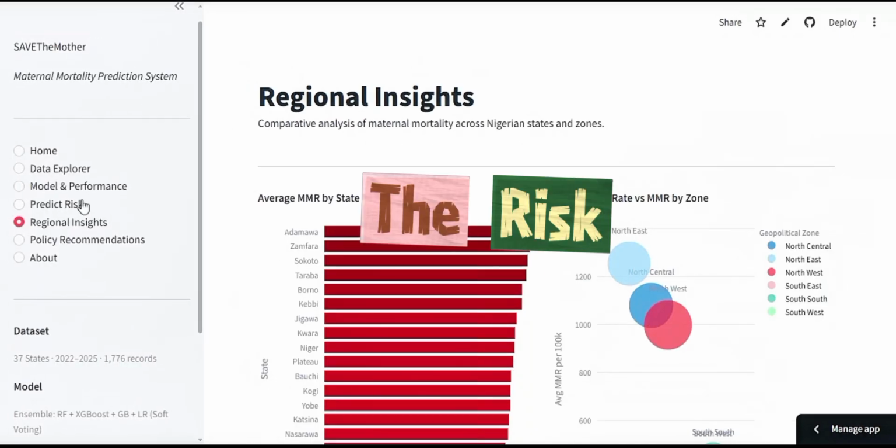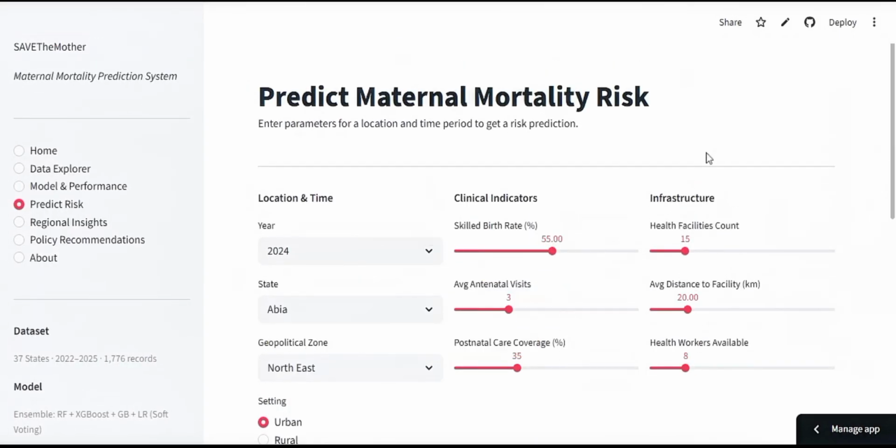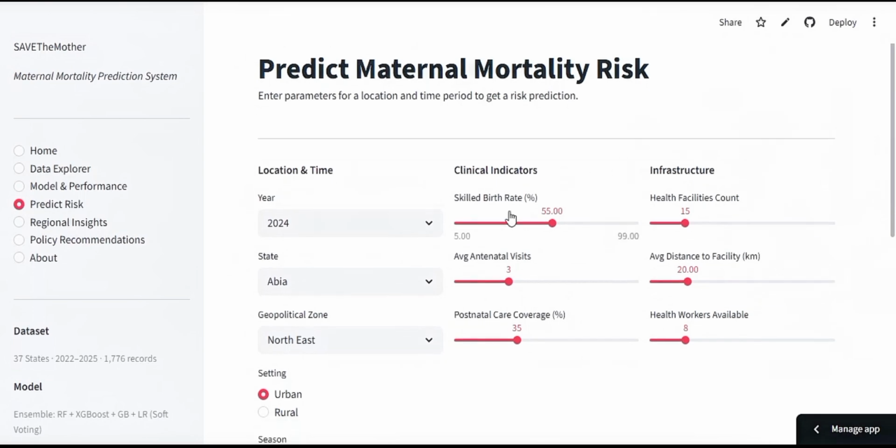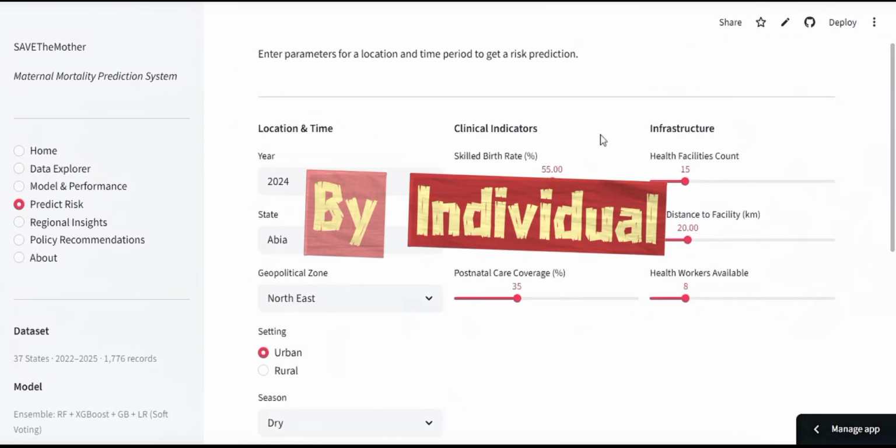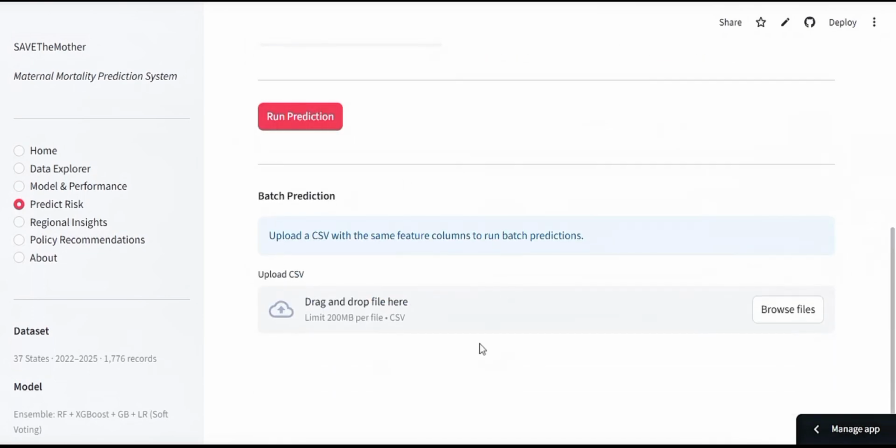The risks prediction page, which you could use to predict the risks per individual. You could use this to predict the risks per individual region, and you could use this for a bunch of data sets that you have collected in a CSV file. You just upload it here. You can use it to predict the risks for all of them at once.